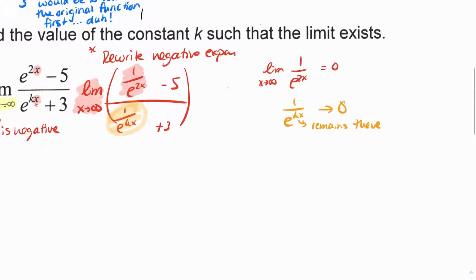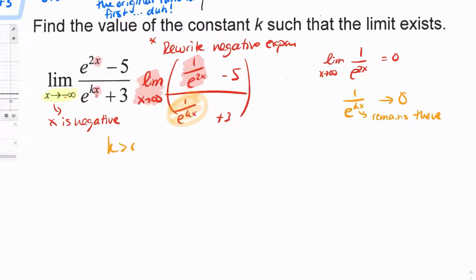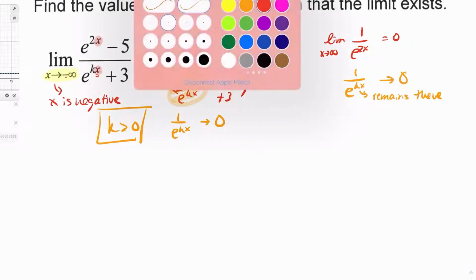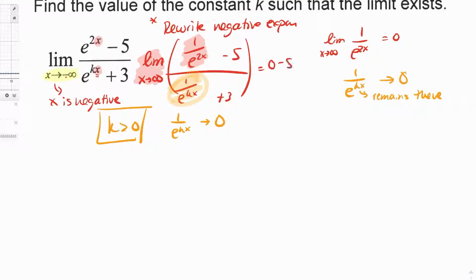So if k was positive, we'd have this thing, 1 over e to the kx. Pick any number bigger than 0, and eventually, as x gets huge, this is also going to tend to 0. So if k is greater than 0, we know that the limit will now look like this. It'd be 0 minus 5. And then this term here would tend to 0 because, again, k is a positive exponent.